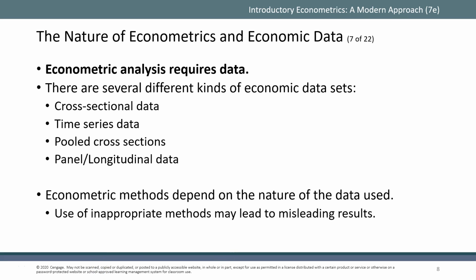Hello, in this lecture I'm going to talk about different types of data structures that you may find in econometrics. It is very important that you understand the structure of the data before applying any of the tools that you will learn in this class, because the tools required to analyze time series data are different than the tools that you use, for example, in analyzing cross-sectional data. So it's very important that you understand these differences.